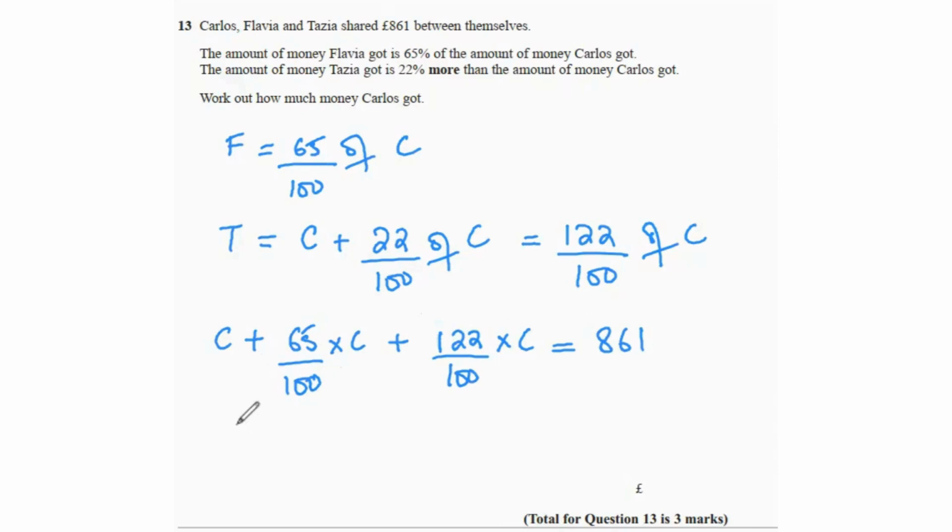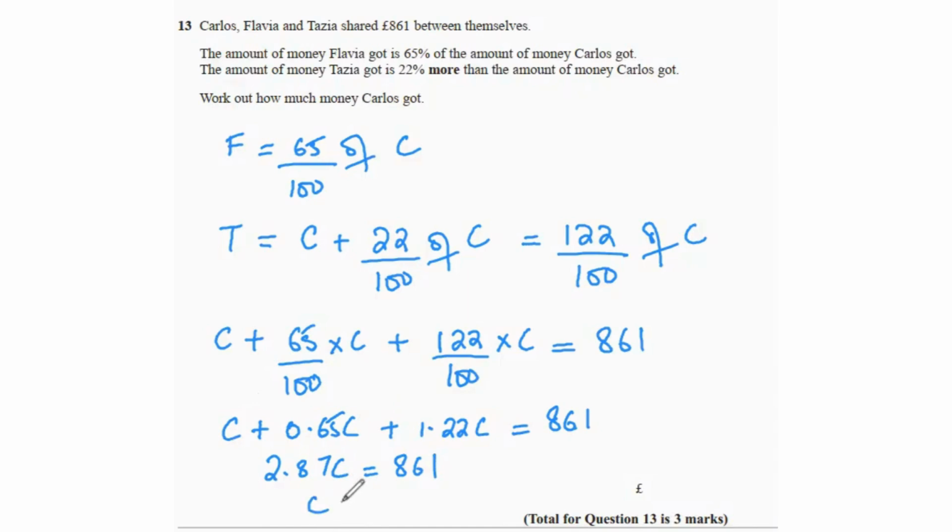So now we can rewrite this as C plus 0.65 C plus 1.22 C equals 861. Add the three: 1 plus 0.65 plus 1.22, that's 2.87 C equals 861. Divide 861 by 2.87. And that gives us Carlos's share, which is 300 pounds. That is your answer.